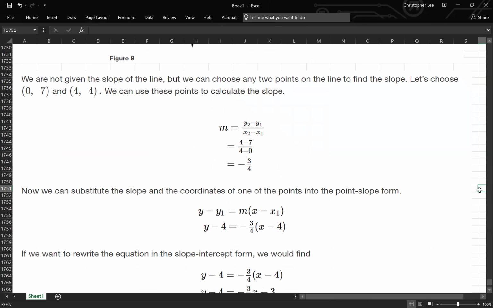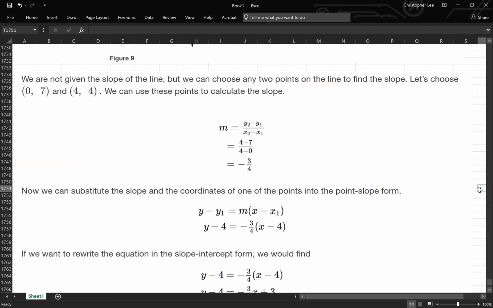Let's choose (0, 7) and (4, 4). We can use these points to calculate the slope. Slope again is change in y over change in x, y2 minus y1 over x2 minus x1. In our case, we're going to have 4 minus 7 over 4 minus 0. It's going to give us negative 3 over 4.